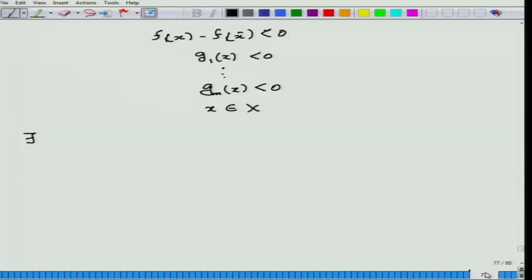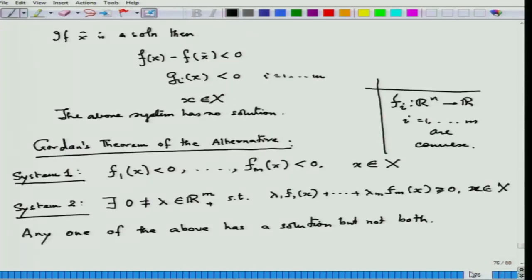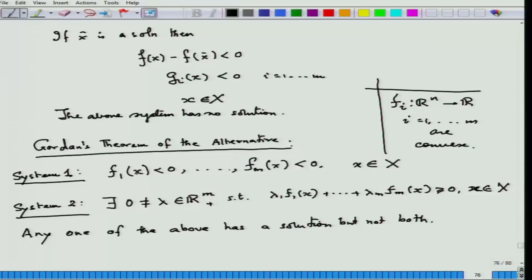Now, again I want to reassert, these two systems both cannot be unsolvable at the same time. So, if this is unsolvable, then immediately this will have a solution. You see here x is the unknown variable, and here lambda is the unknown variable, so you have to be very careful. So, one of them would always have a solution, but not both.